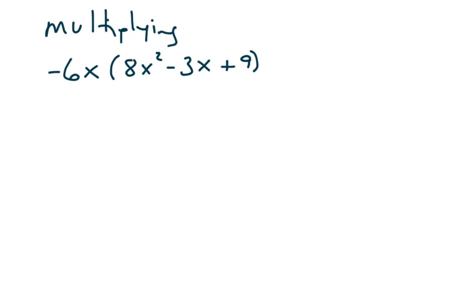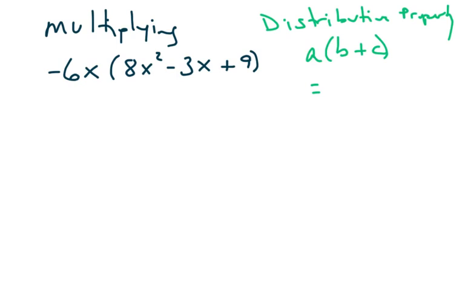Now to do some multiplying of polynomials. In this case, I have just a monomial, -6x, times a trinomial, 8x squared minus 3x plus 9. To simplify this, we just have the one number on the outside. This is just an extension of our distributive property. The distributive property simply states that if you have a number on the outside of parentheses times a quantity inside, the number on the outside gets multiplied in. So a times the quantity of b plus c would equal a times b plus a times c.